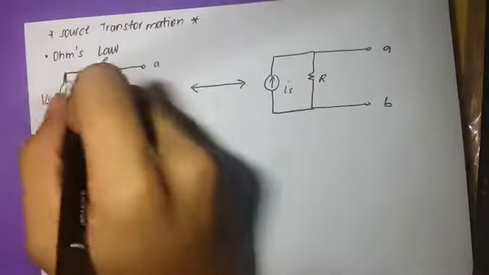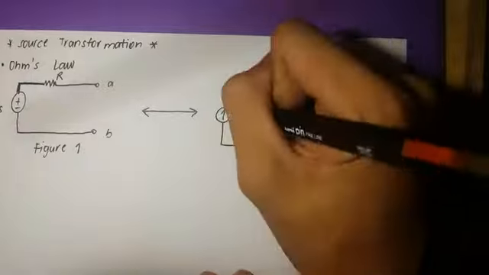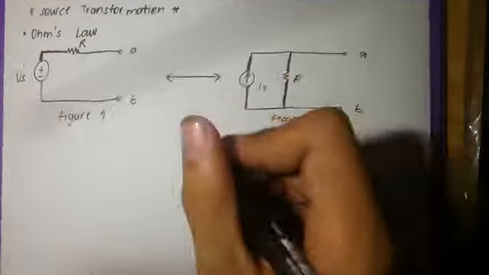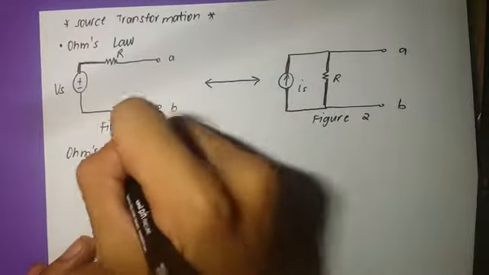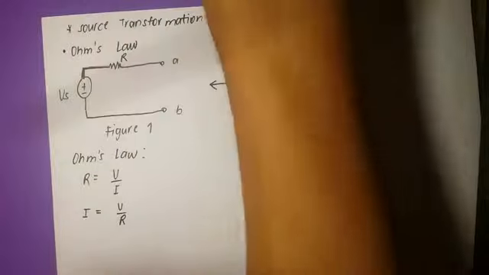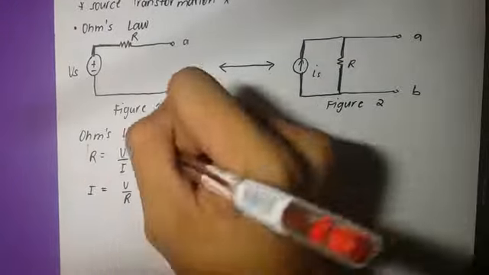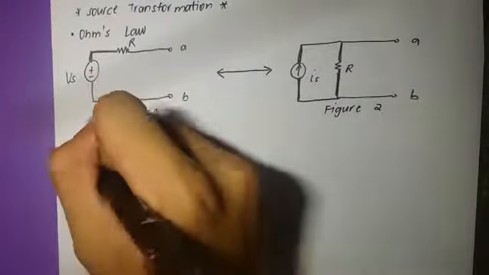We can observe in figure 1 that the voltage source is connected in series with the resistor. So we can transform the voltage source into a current source as shown in figure 2 by the help of Ohm's law, which is stated by the formula R is equal to V over I. This process can work vice versa. This is for the resistance and this is for the current.